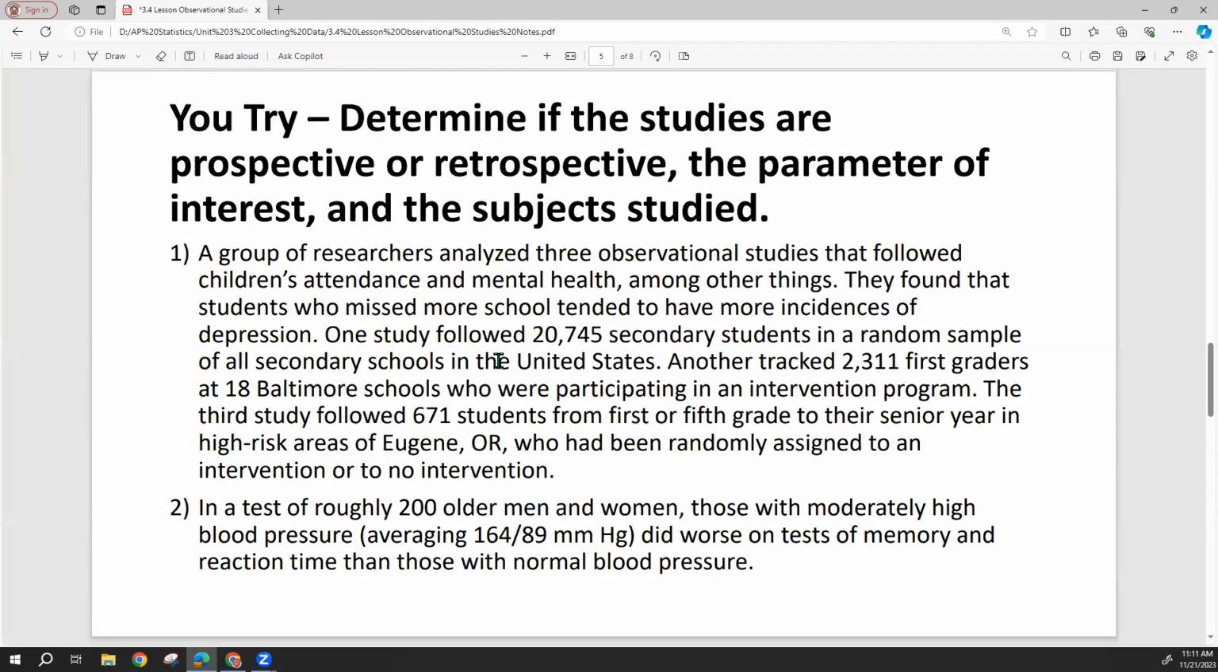So in these two observational studies, I want you to first determine if you think it is a prospective study or a retrospective study. Is this something we are digging back into some old information and data, or is this something where we are collecting data in the here and now? What is it that we're trying to find out about? What is that parameter that we're interested in? And then who or what are the things that we collected that information on? So try these two. If you need help while you're working through them, always ask, and then press play for the answers.